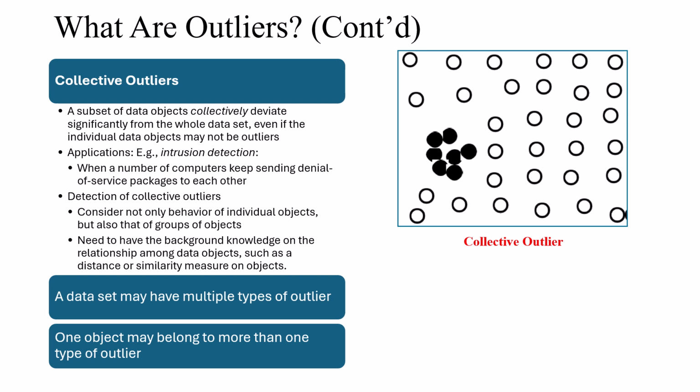Those 100 orders as a whole form an outlier, although each of them may not be regarded as an outlier if considered individually. You may have to take a close look at those orders collectively to understand the shipment problem. Given a data set, a subset of data objects forms a collective outlier if the objects as a whole deviate significantly from the entire data set. Importantly, the individual data objects may not be outliers. A data set may have multiple types of outliers. One object may belong to more than one type of outlier.